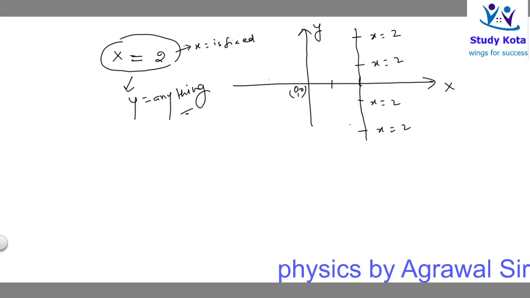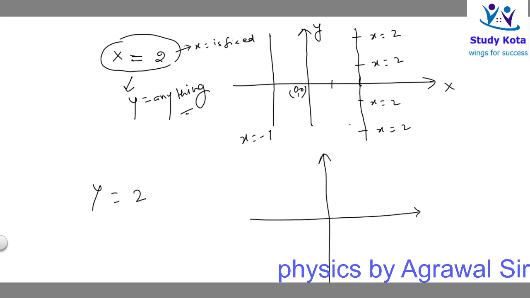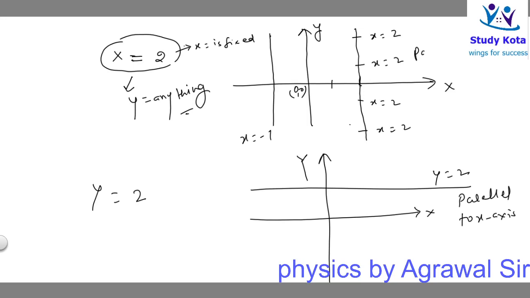If we talk about x equal to minus 1, then you don't have to do very much. You have to just draw it like this. If someone has told you to draw y equal to 2, what will you do? You will again draw the coordinate axes, and y equal to 2 would be like this. This is parallel to the x-axis, and that is parallel to the y-axis. So guys, this is equation in one variable.